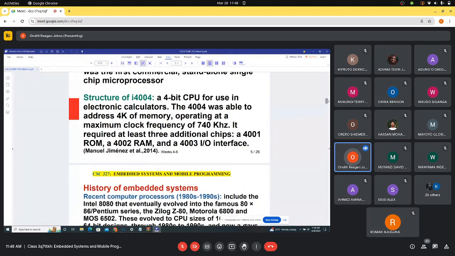If you look at the structure of the 4004, it's a 4-bit CPU for use in electronic calculators. The 4004 was able to address 4K of memory, operating at a maximum clock speed of 740 kilohertz. It didn't even reach 1 million instructions per second. It requires at least 3 additional chips: a 4001 ROM, a 4002 RAM, and a 4003 input-output interface. So this is basically how the microprocessor is designed.